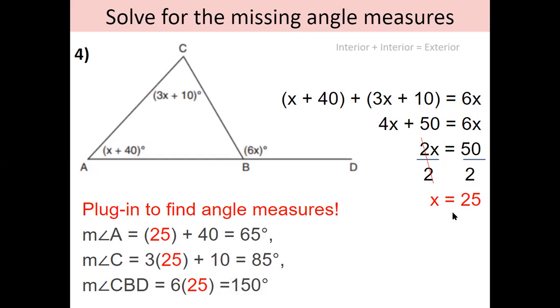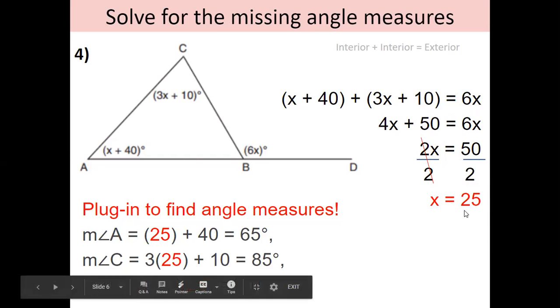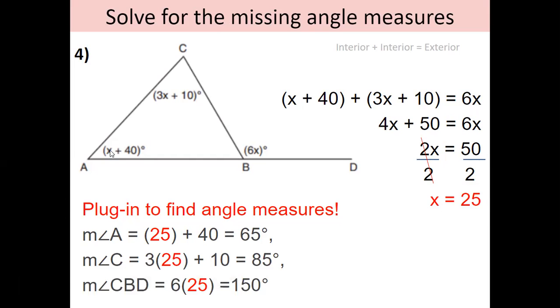And just like the last problem, whenever we find x, that's not the last step. We got to substitute it in, okay? So the first angle here is x plus 40. So it's going to be 25 plus 40, which gives us 65. This angle C over here is 3x plus 10. So 3 times 25 is 75, plus 10 equals 85. And then finally, angle CBD. CBD is 6 times x. So 6 times 25 equals 150, okay?